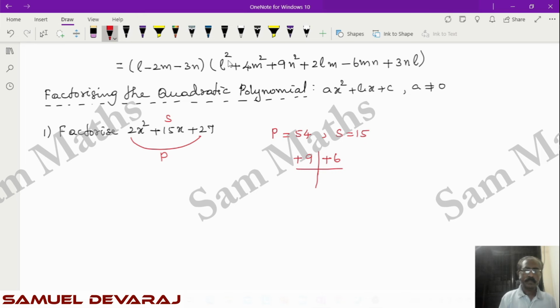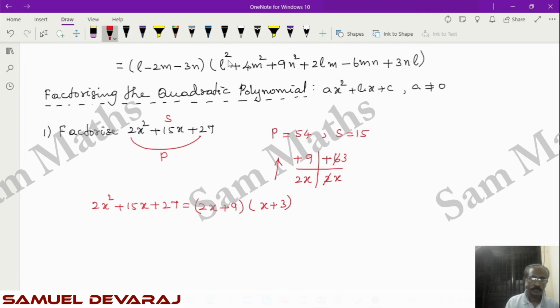Now what to do? You see the first term, that is the ax square term. So you divide both the numbers by 2x and 3x. You can cancel this 2 and 3. Am I right? 2 and 6 you can cancel, it becomes 3. Therefore, 2x square plus 15x plus 27 is equal to 2x plus 9 into x plus 3. This is the required factorization form.